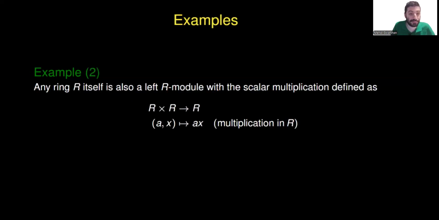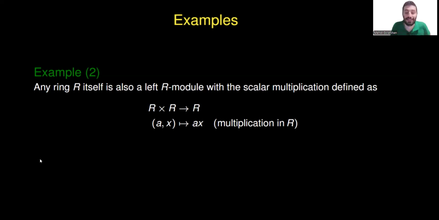So now let's discuss the second example. The ring R itself is also a left R module, with the scalar multiplication being just the multiplication of the ring. We know that each ring itself is also an ideal, so it is a very trivial example.